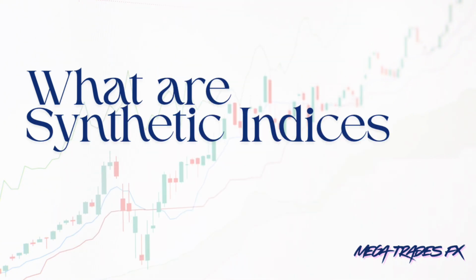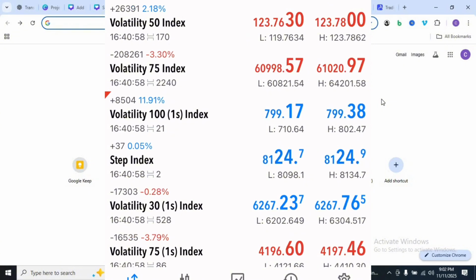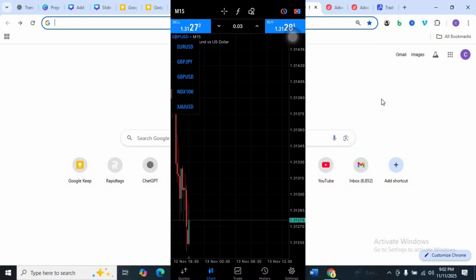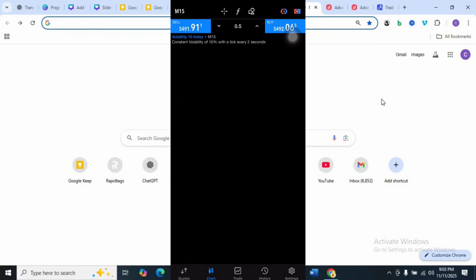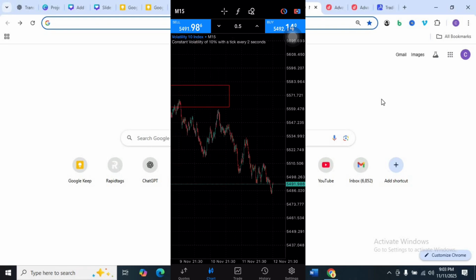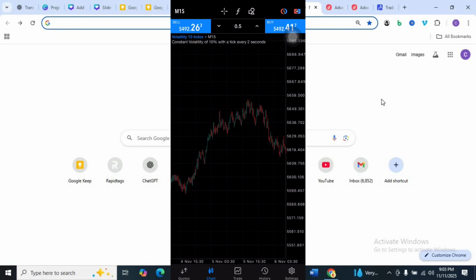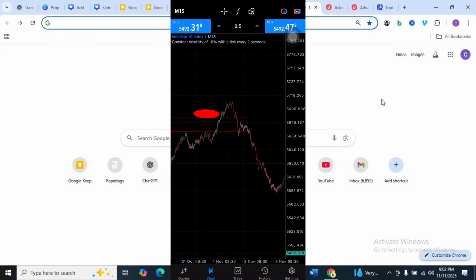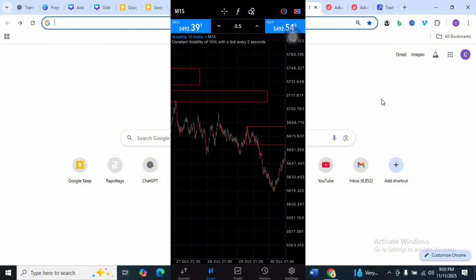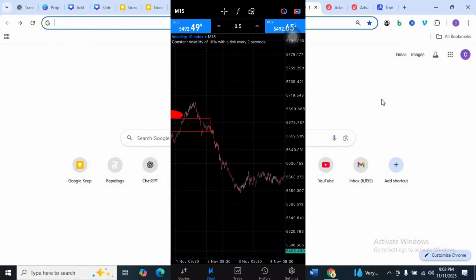First off, what are synthetic indices? In case you don't know, synthetic indices are financial instruments that simulate or imitate market price movement. They are not actually tied to any real asset or any global event. They are basically algorithms that imitate the movement of normal markets. So the same way your EUR/USD, GBP/USD, XAU/USD moves is the same way your synthetic indices pairs will move.